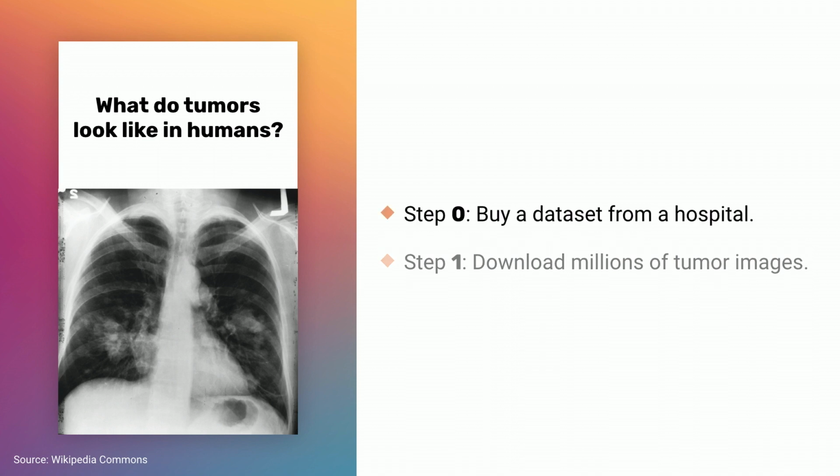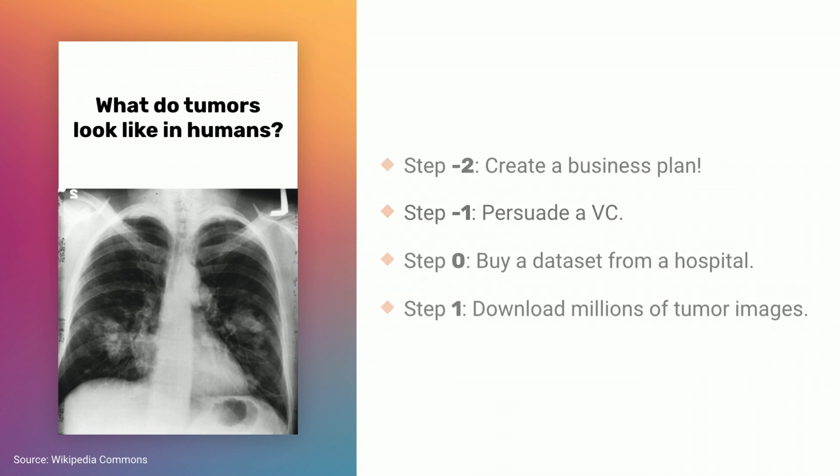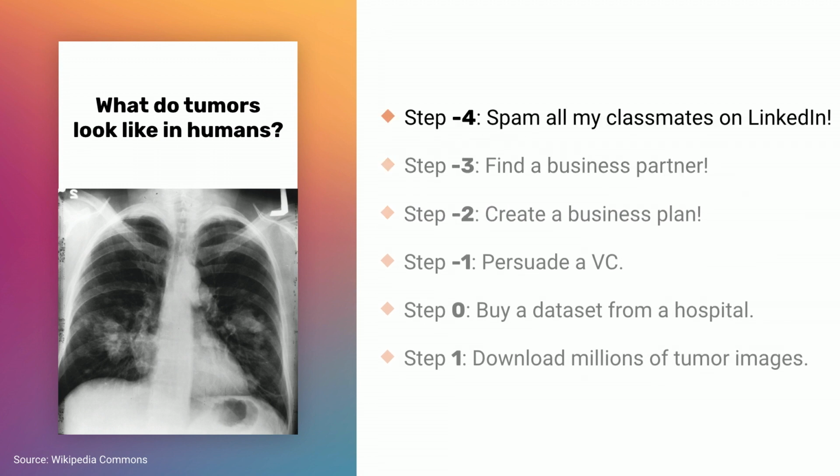If it's very expensive, we'll need to find someone to finance our project. So we'll persuade a VC to help back us. And if we're going to find someone to finance our project, then that means we need to create a business plan that shows how we're going to pay them back someday. If we're going to create a business plan, then we have to create a business. We have to find a business partner. And if we find a business partner, then we have to go spam all of our friends on LinkedIn trying to find someone in business who will help us with this project. And all this is because we want to answer the question, what do tumors look like in humans?